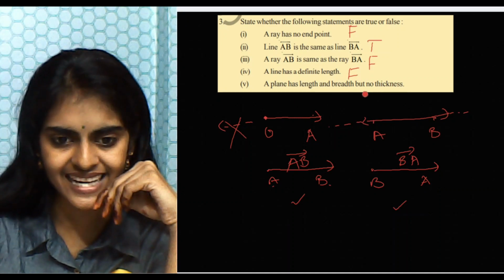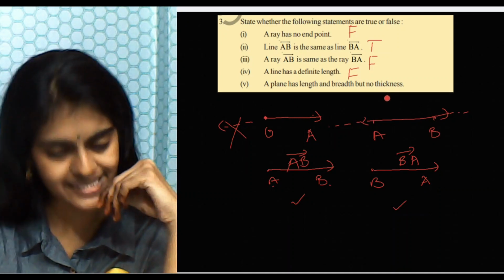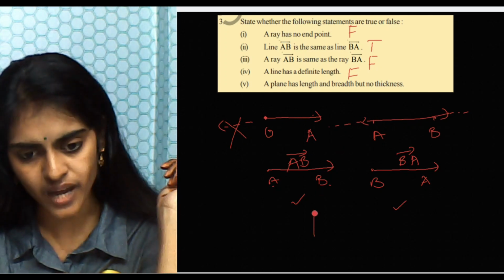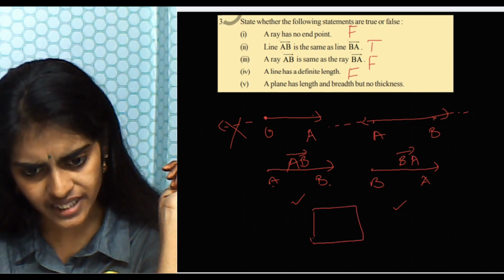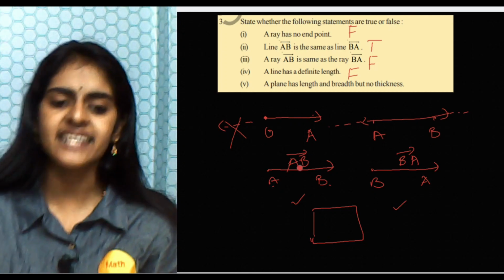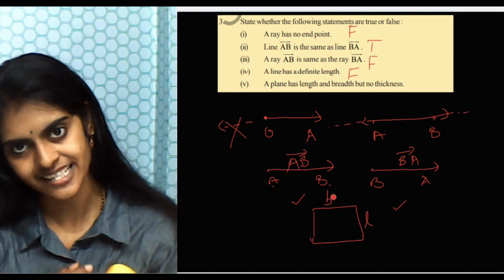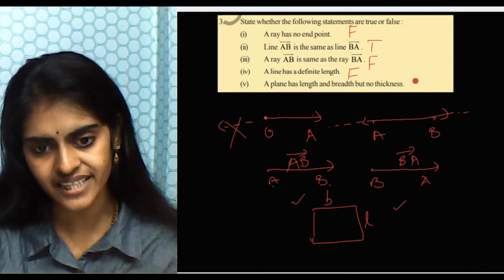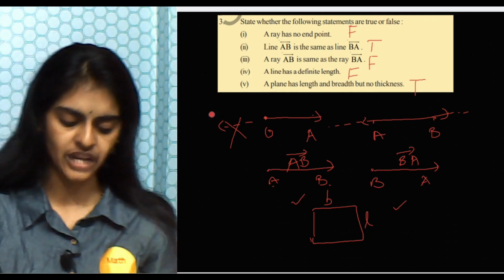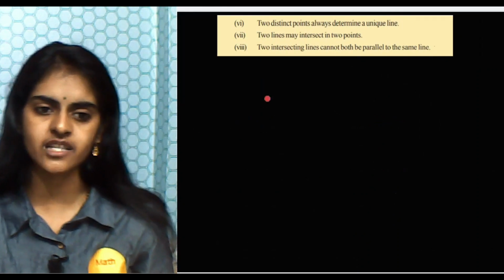A plane has length and breadth but no thickness. Is it true? Yes, it is. Why? For example, you can take a square or a rectangle. It has a length, it has a breadth, but it will not have a thickness. Why? Plane is a 2D figure. So this is true. Let us move on to the next question.